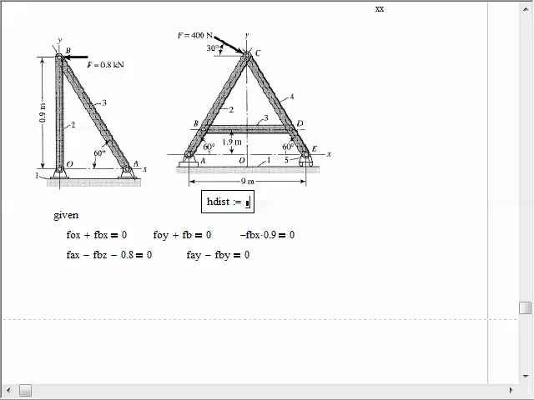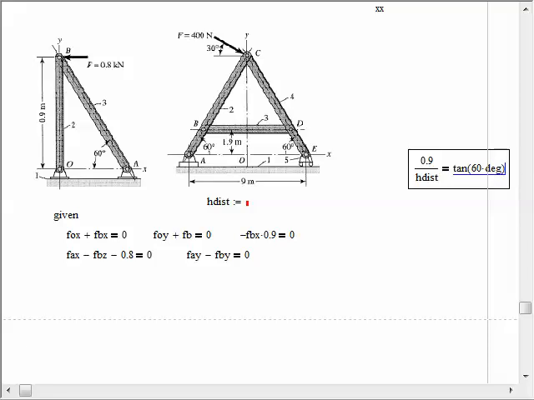So I just need to type that out to see it. 0.9 divided by H distance equal to the tangent of 60 degrees.